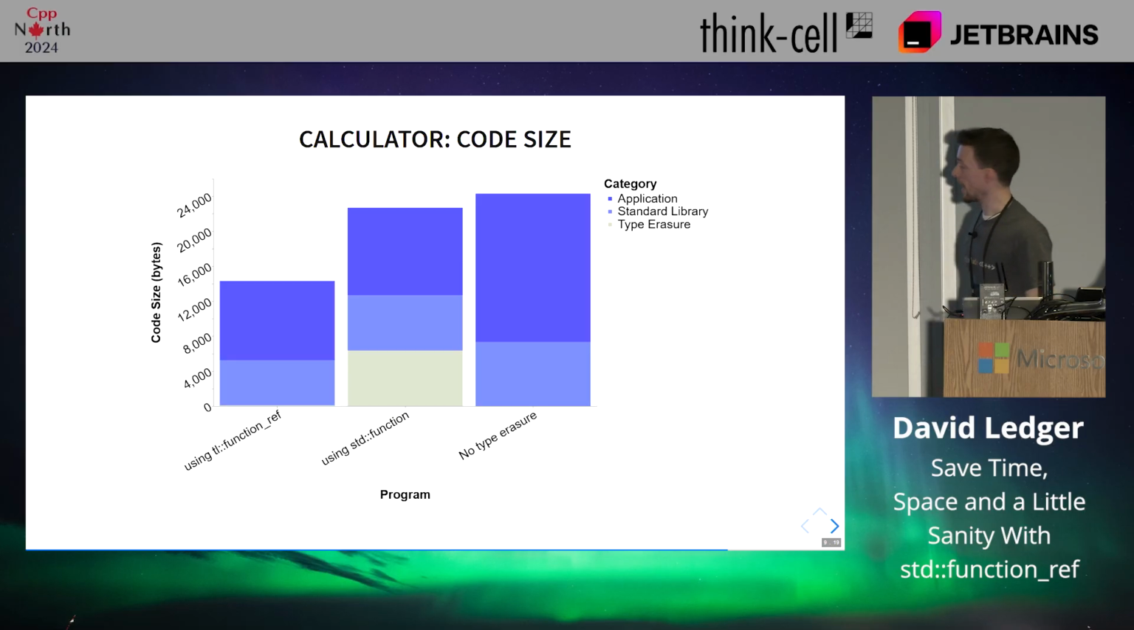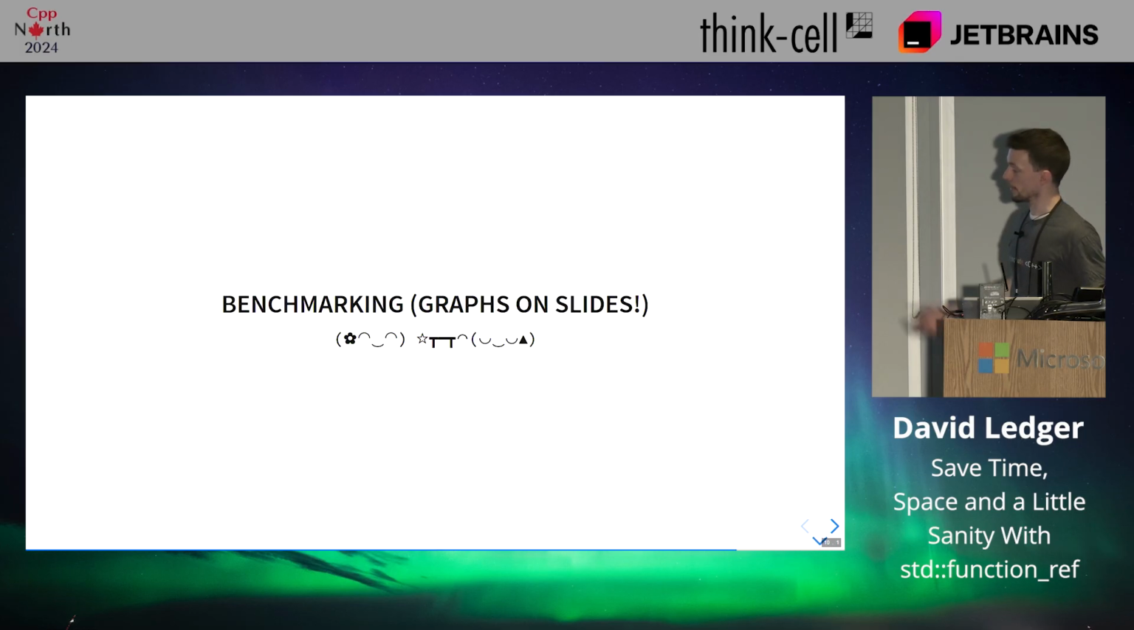Standard function had a similar effect to standard function ref in its code size reduction, but it had its own overhead. It had a significant overhead in the type erasure. So it has a fixed amount. If you look at the blue regions between the standard function and standard function ref, they're actually very similar. It is significantly different in the cost of the type erasure. Okay. So that is the code size breakdown.